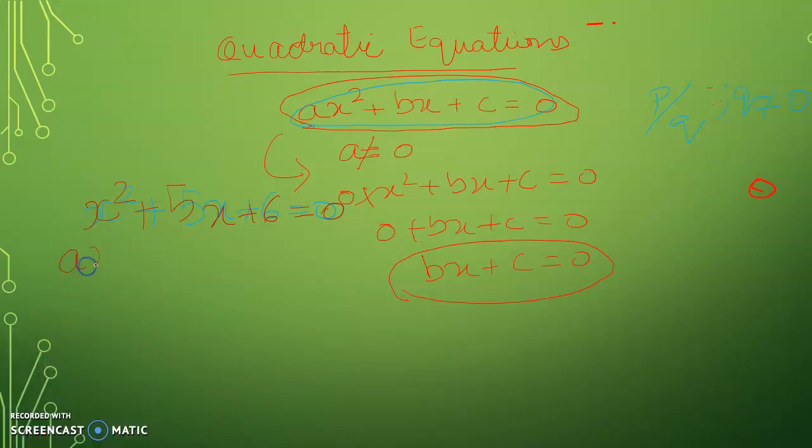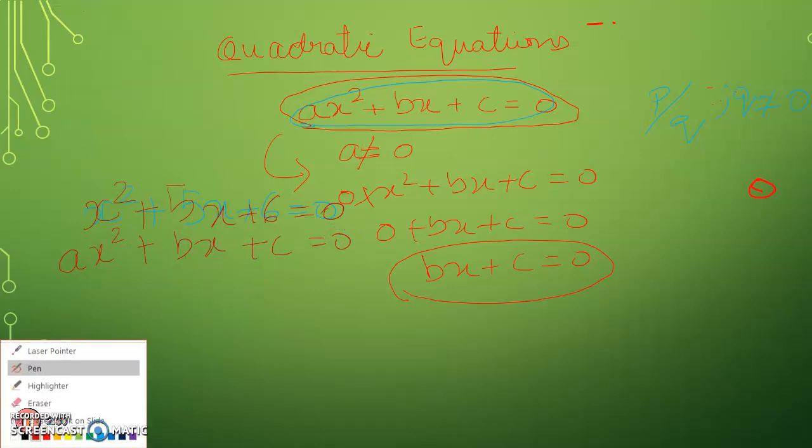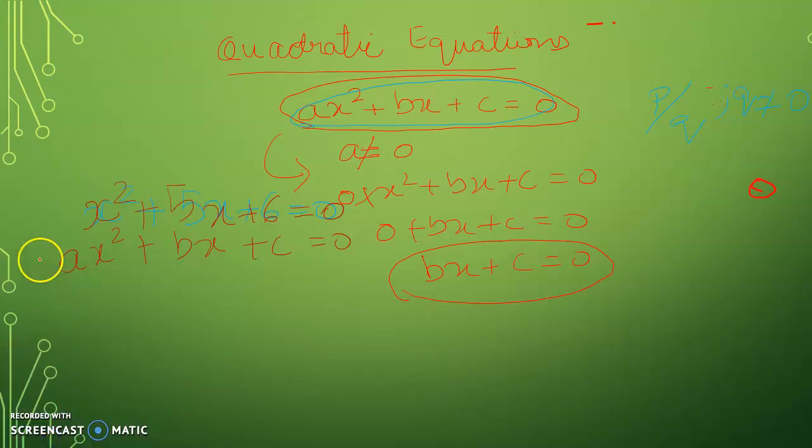So if I compare this with ax square plus bx plus c equal to 0, what is the value of a? You can see clearly the value of a is 1. So I can write a is equal to 1. Value of b is equal to 5. What is the value of c? 6. And c is equal to 6. Are you following, students? This way we can compare and we can get a, b and c.